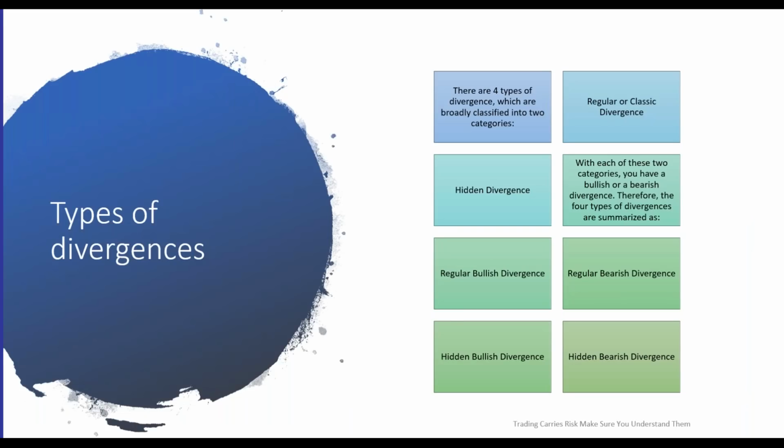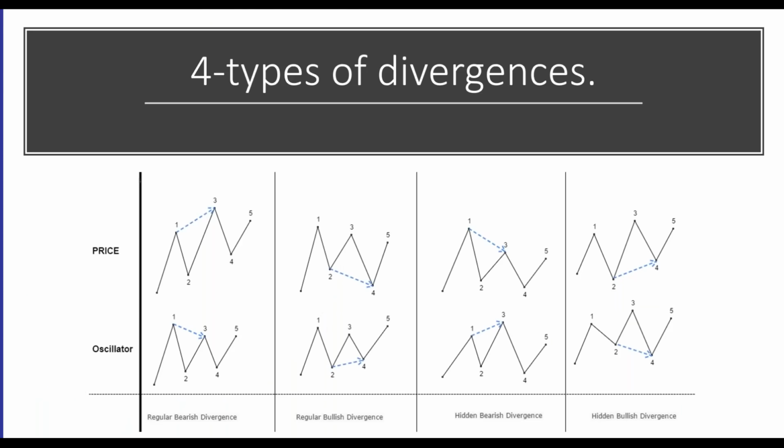Now, there are 4 types of divergence. We have regular, or classic, divergence and hidden divergence. And each of the categories has 2. We have regular bullish divergence and regular bearish divergence, which we just call bullish and bearish divergence. And then we have hidden bullish and hidden bearish divergence. Okay, and this is what they look like.